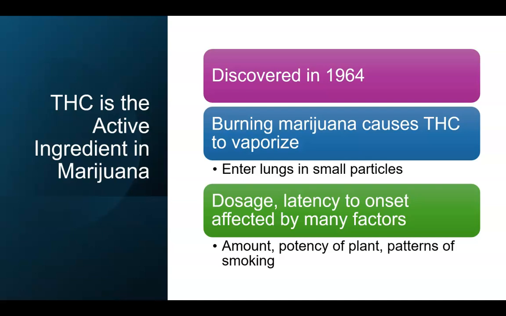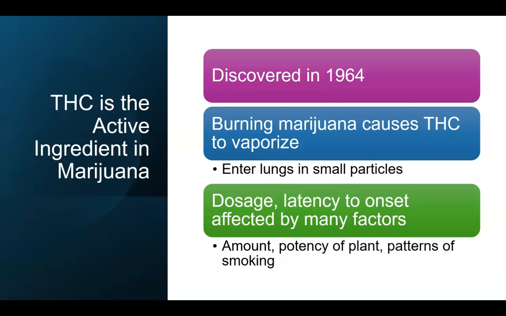One of the things we find is that burning marijuana will cause THC to vaporize. Typically, one joint is going to have about 0.5 to about 1 gram of cannabis. And if the content of THC is about 4%, a 1 gram joint is going to contain about 40 milligrams of active ingredient. This is going to enter the lungs in small particles. Only about 20 to 30% of the original THC content is going to be absorbed into the lungs, though.